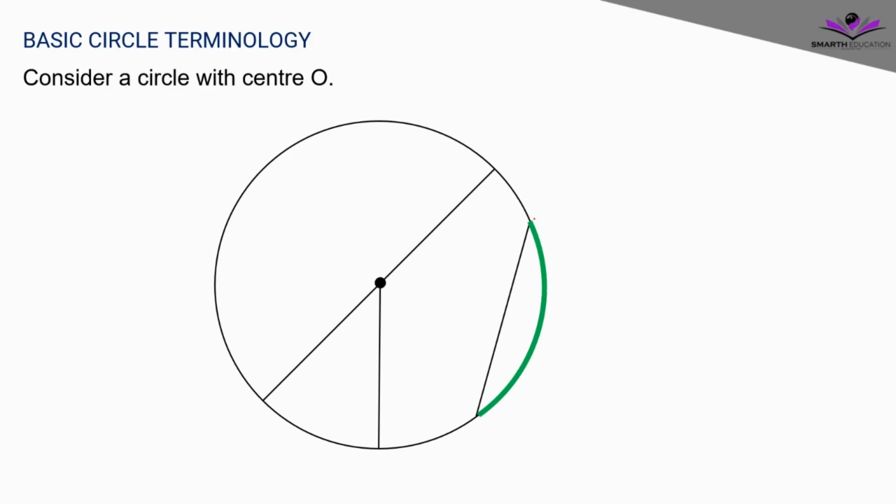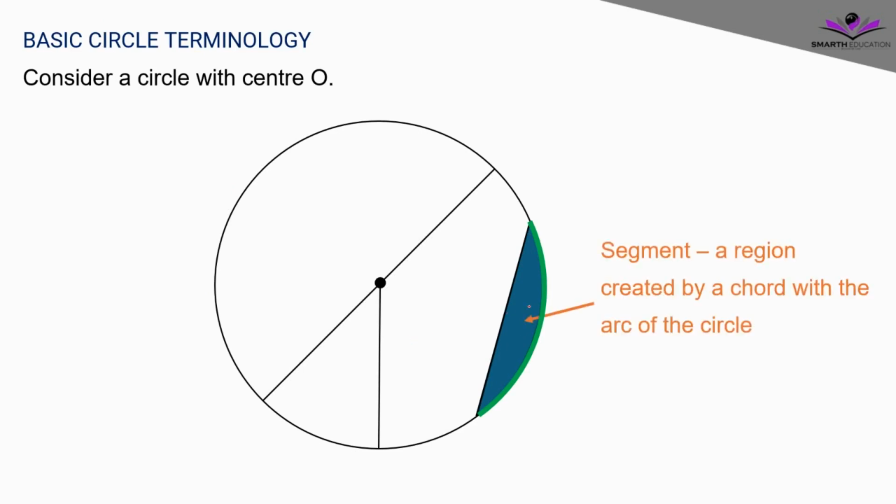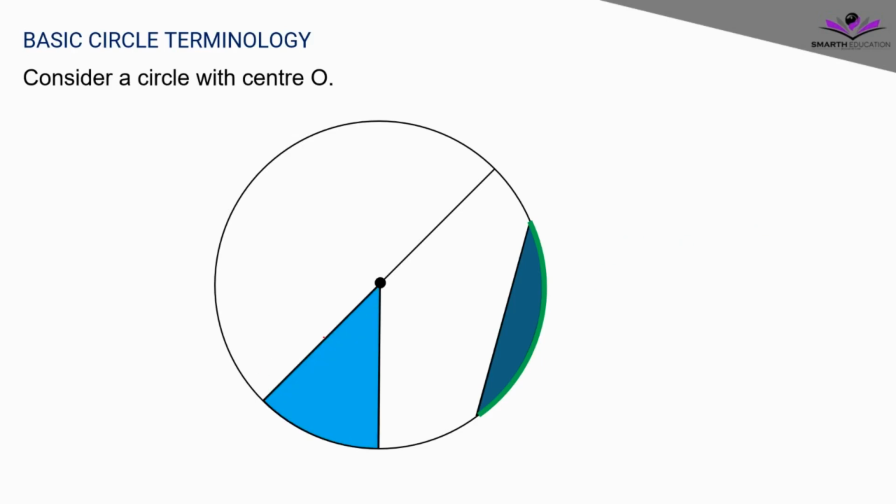And then we have this portion of the circumference. It can be anywhere on the circumference. So this is called an arc. An arc is a portion of the circumference of a circle. We have this region which is formed between a chord and the arc. What is it called? This region is called the segment. A segment is a region created by a chord with the arc of the circle.